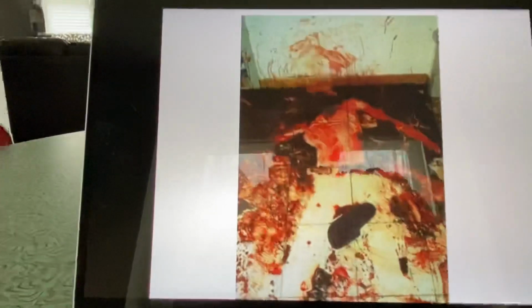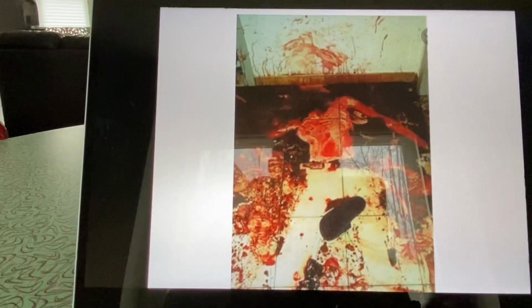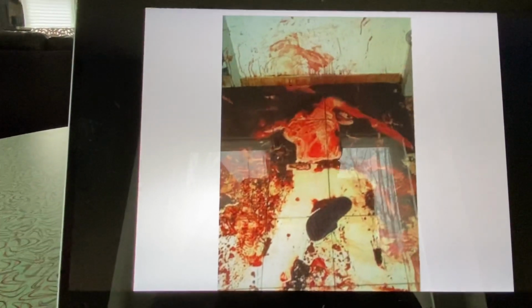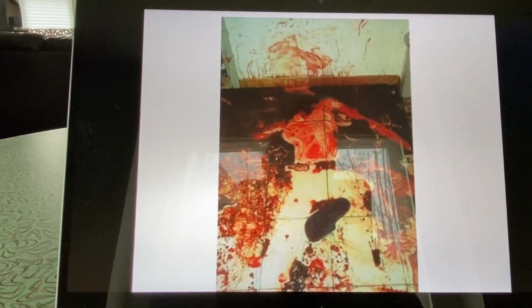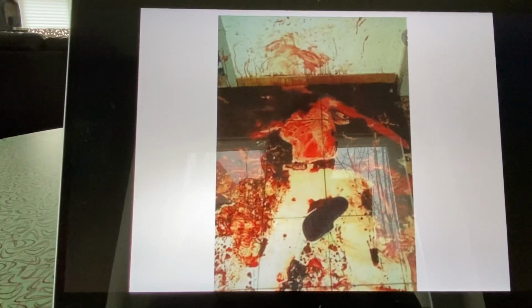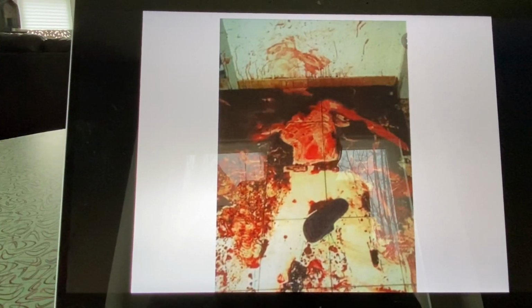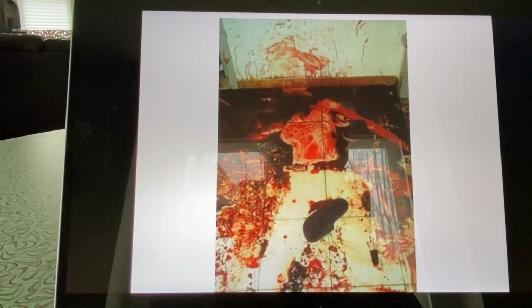Okay, here's another example, and this one is pretty bloody. Also, this is a perfect example of how, once again, if you have an inexperienced death investigator who doesn't know what they're looking at, they could look at a scene like this and be like, oh my God, this was a murder. This person was stabbed to death. They were beaten to death. This actually is a natural death.